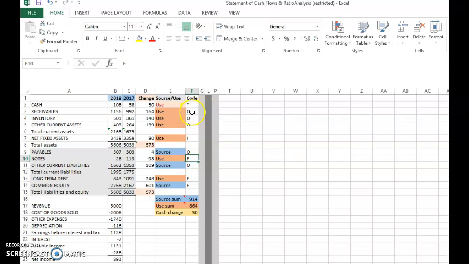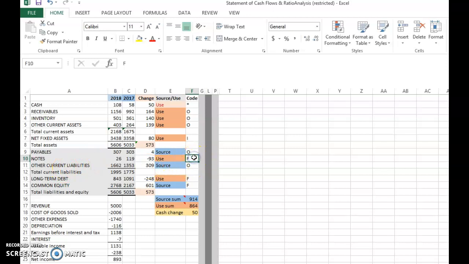Alright, so here receivables and inventory are all operating, including other current assets. All current assets except for cash are categorized as operating. Now fixed assets will be investment, therefore you have an I here. Then payables is an operating liability, therefore we put that as O, operating. Likewise, other current liabilities will also be operating.